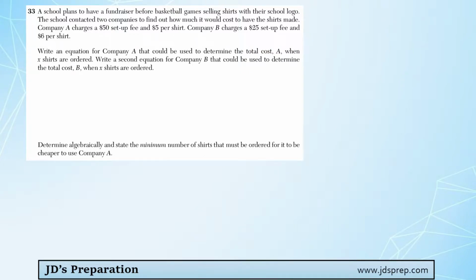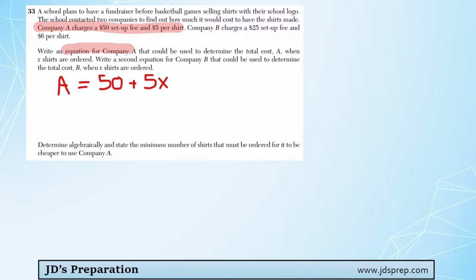For the first part of this question, we're trying to find an equation for company A that could be used to determine the cost when X shirts are ordered. So we are told that company A charges a $50 setup fee and $5 per shirt. So to write that as an equation, we'll write out A being the cost. It's going to equal $50. That's just the initial startup fee or the setup fee. And then we have to add $5 per shirt. So we're going to take the $5 and multiply it by X, which represents the number of shirts being ordered.